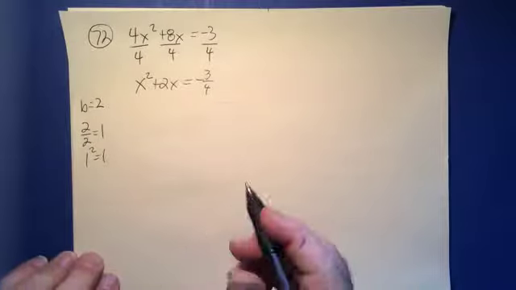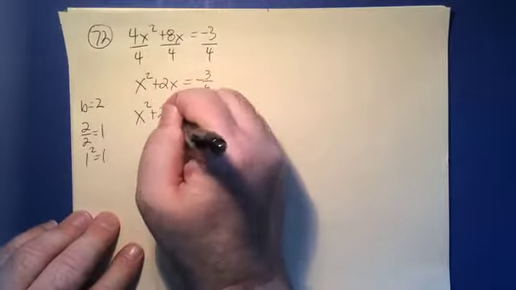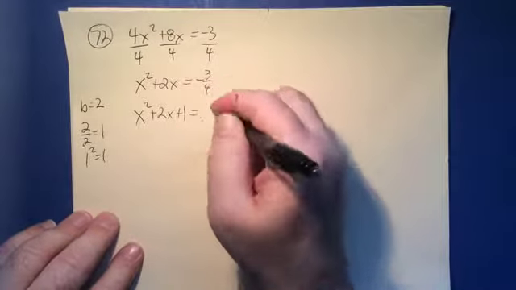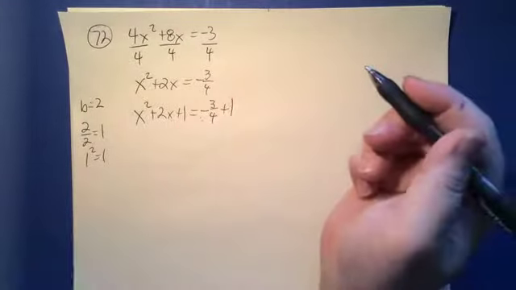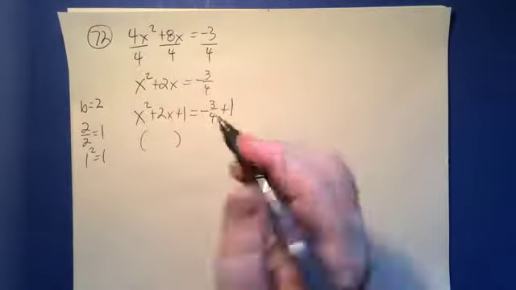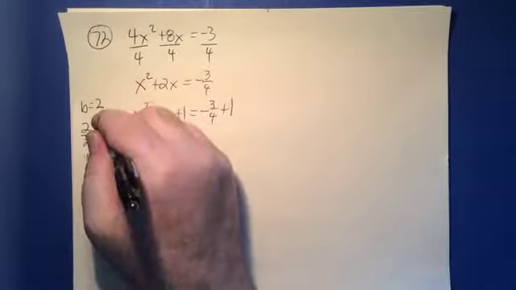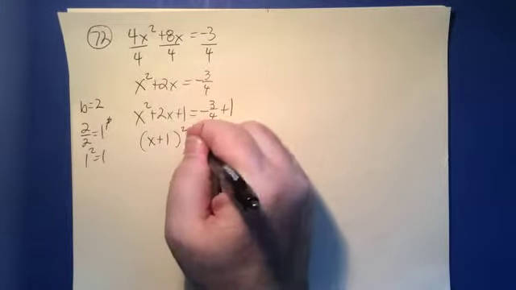I'm going to go ahead and add 1 to both sides. So I'm going to write this as x squared plus 2x plus 1 equals negative 3/4 plus 1. So hopefully we can cut to the chase here. Since I got 1 in the first step here, this will be (x plus 1) squared.